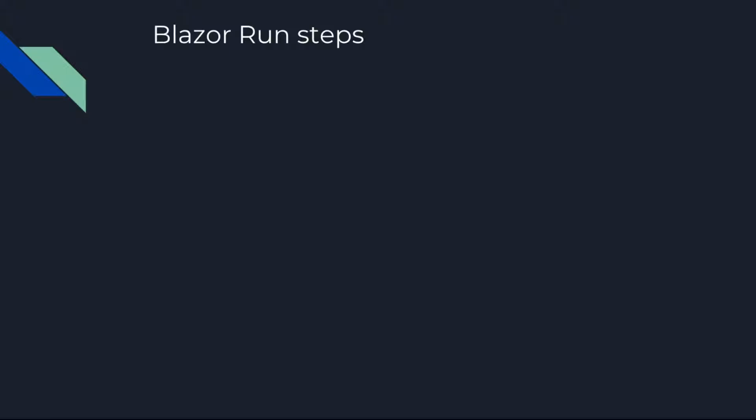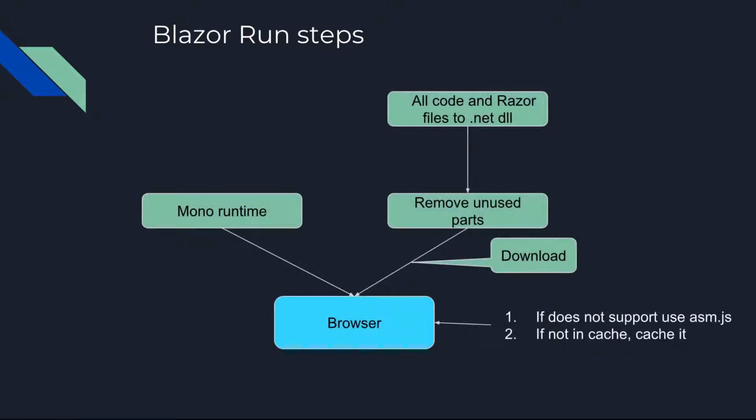Next we'll learn what steps are involved in running a Blazor application. I would say these are not all the steps involved, but they represent most of the major parts. The first thing is compiling the project. That means compiling all the code and Razor files you have into .NET DLLs. Then those DLLs are sanitized and all the unwanted parts are removed. During execution, the browser will download all those sanitized DLLs along with the Mono runtime to run the application.